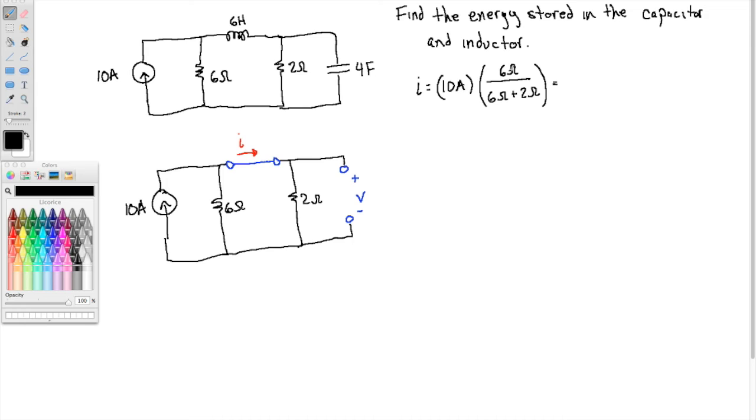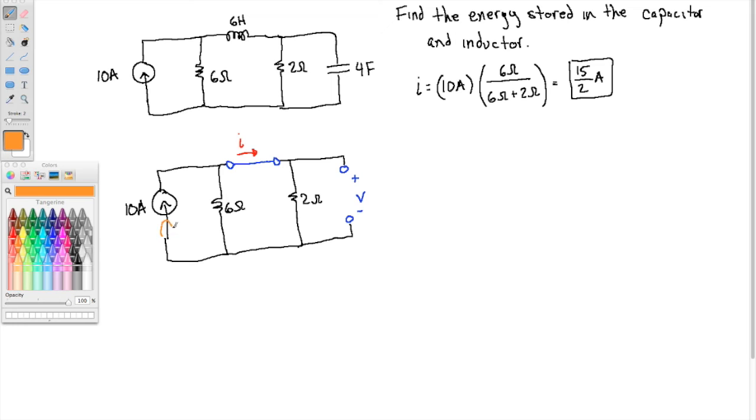So this fraction is 6/8 or 3/4. So this is 30/4 or 15/2 amps. Okay. Again, that's the current through the resistor, but that's also the current through the inductor, which is what we want. Now, we wanted to get the voltage across the capacitor.